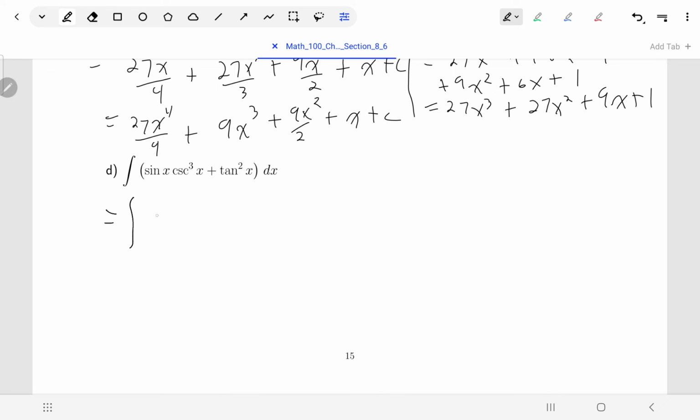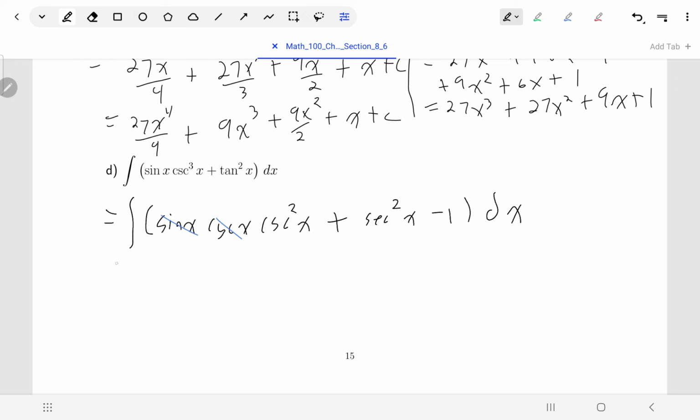So when I say that I've got sine times cosecant cubed, I've got a sine times a cosecant times another couple of cosecants. And that one sine and one cosecant will cancel each other out. So that's at least something that makes it a little bit nicer for me. And the fact that I don't know what the antiderivative of tangent squared is isn't really a problem because I know I've got a Pythagorean identity that tangent squared is secant squared minus 1.